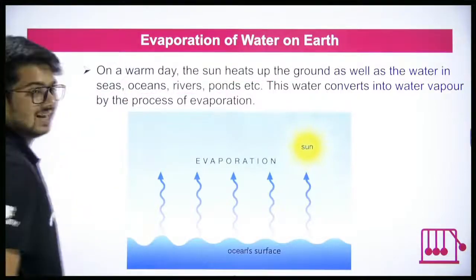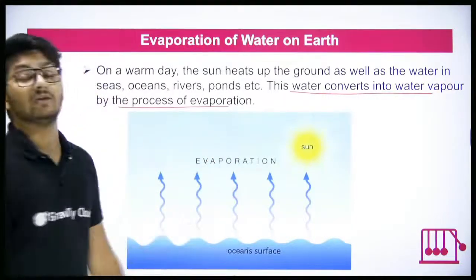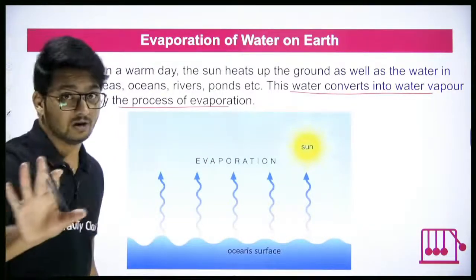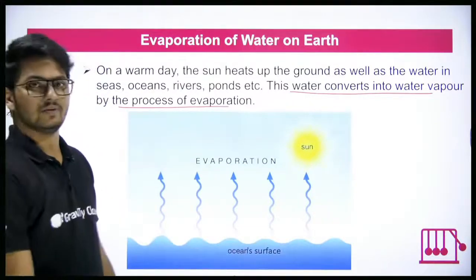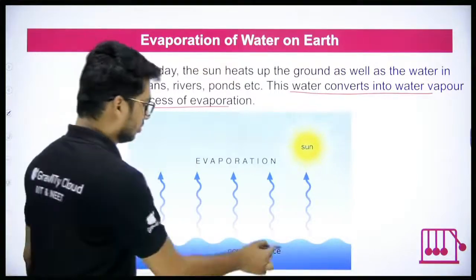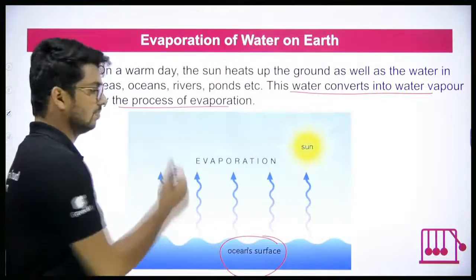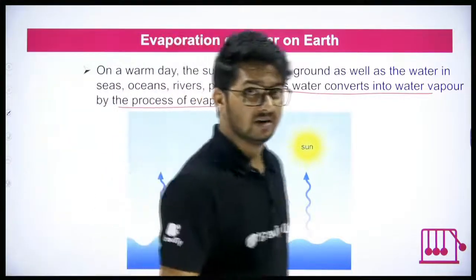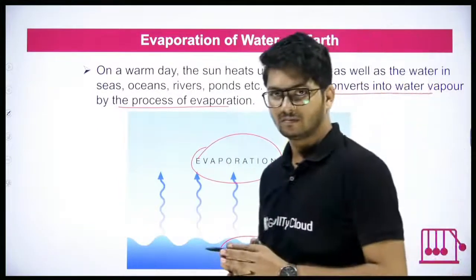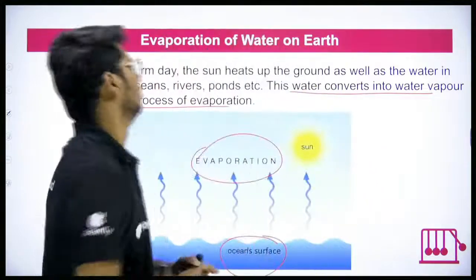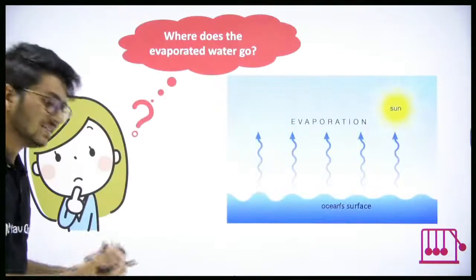So this water converts into water vapor by the process of evaporation. Not all of the water, by the way. Some amount of water will be converted into water vapor. You can see the image here. There is the ocean surface, there is the sun, it provides the heat, and automatically water converts into water vapor, by the process of evaporation. Clear? Good. Simple enough.